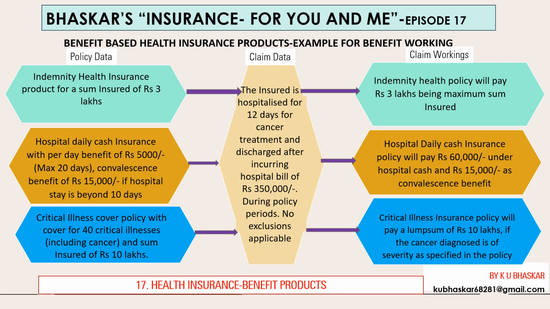The indemnity health policy will pay rupees 3 lakhs, being the maximum sum insured, as actual expenses are beyond the sum insured. The hospital daily cash policy will pay rupees 60,000, the hospital cash being for 12 days at the rate of rupees 5,000 each, and rupees 15,000 as a convalescence benefit. The third critical illness insurance policy will pay a lump sum of rupees 10 lakhs if the cancer diagnosed is of severity as specified in the policy wordings.